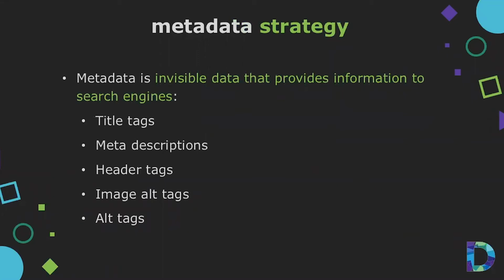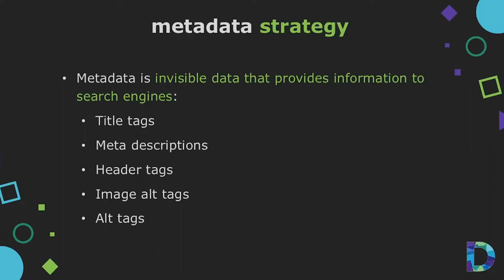Metadata is invisible data that provides information about your page to search engines like Google. Metadata includes things like title tags, which are the titles that appear at the top of your Google search results. The meta descriptions, which are the little snippets that display underneath. Header tags help search engines understand your main topic on each page. And image alt tags, which explain to Google what the image represents.